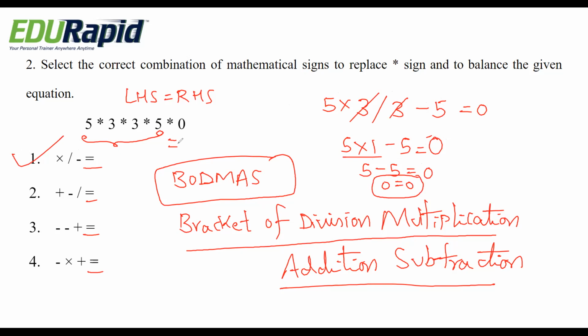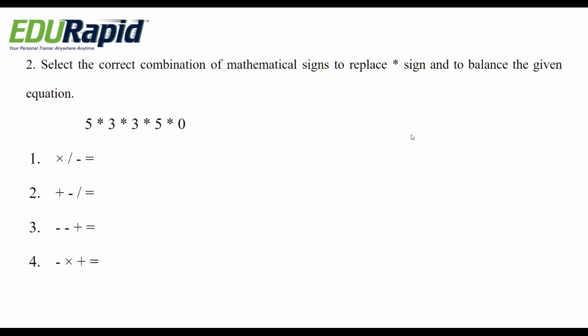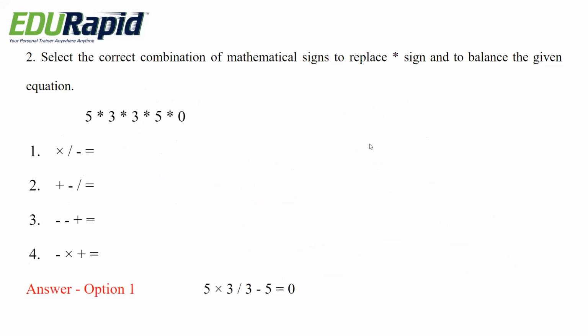In the first option only, it is balanced. If you get it in the first option, no need to check options 2, 3 and 4. You can go to the next question. If you still have time in the exam, you can go and check options 2, 3 and 4. So you have to mainly remember in this question, it is the BODMAS rule. Next question.